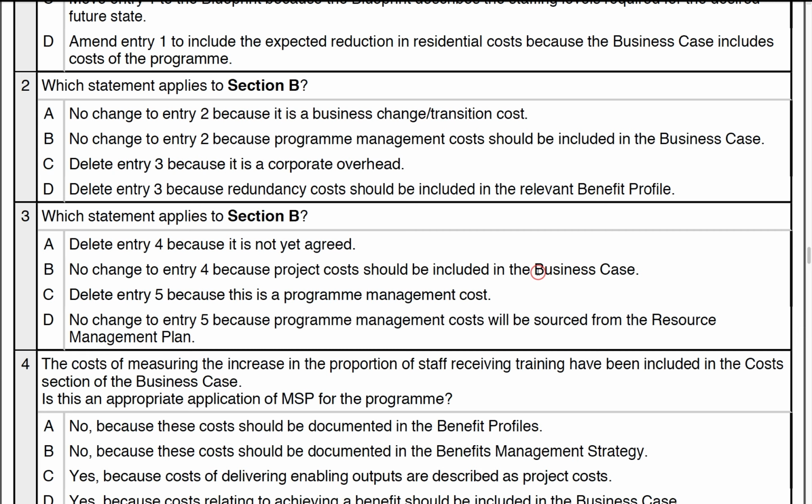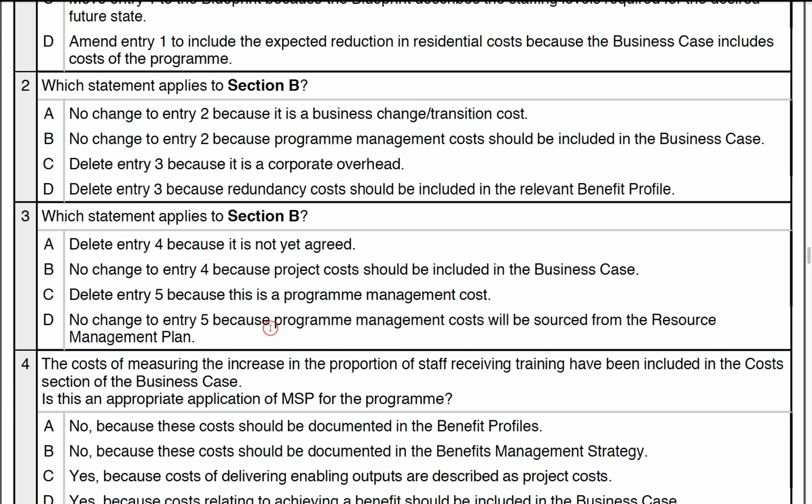So once we've got costs there, we need to understand how they all build up and relate to the whole program. So it says delete entry 5 because this is a program management cost. Well, it does need to be in there, right? I know we set up in question 2 program management costs to be included. They are, and that's what we said. Agreed at that one there. But the one we were talking about wasn't a program management cost. This one is. So that does need to be there. So that statement's false, not true.